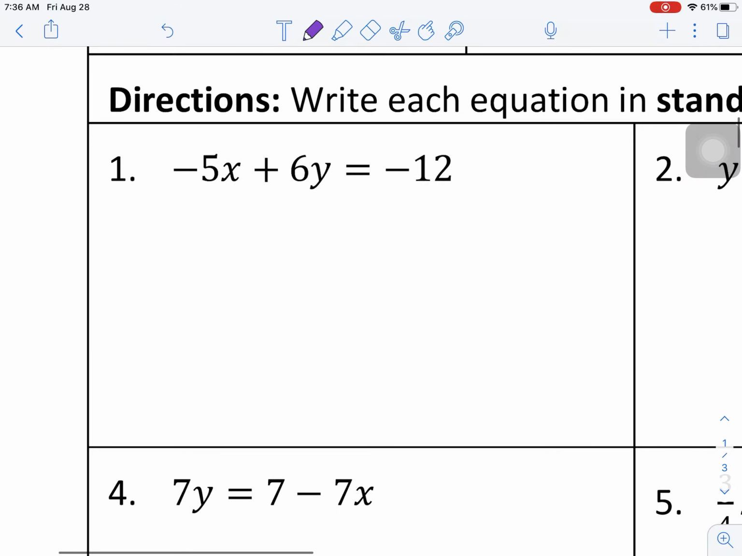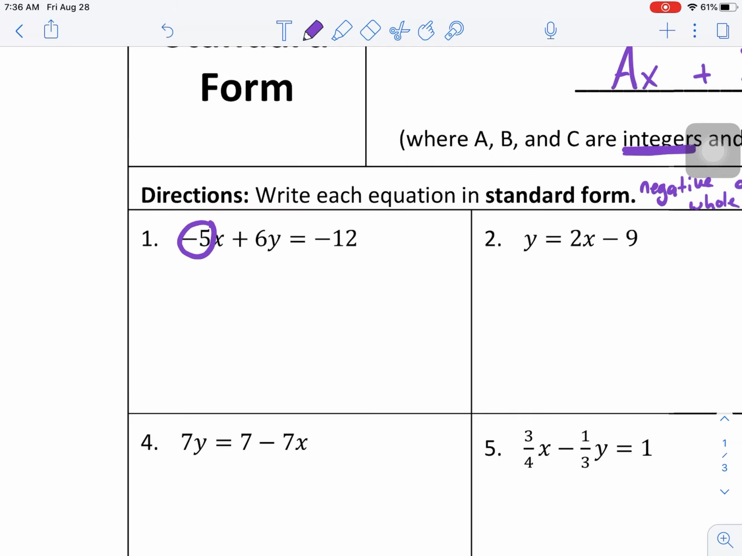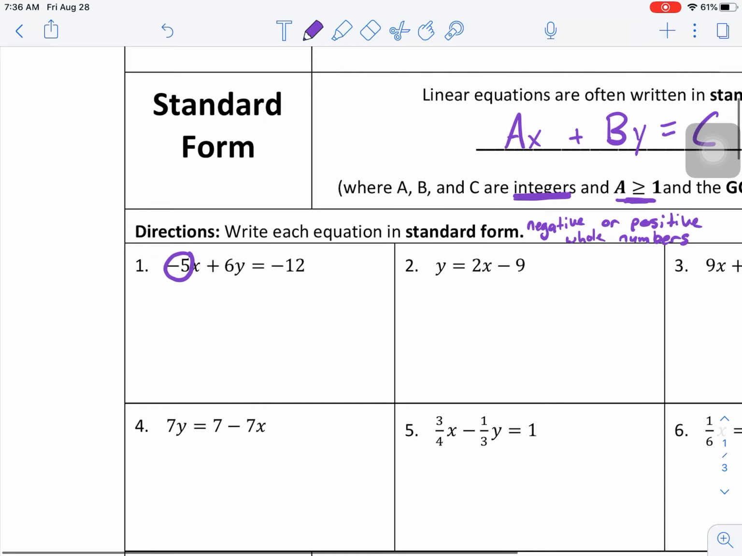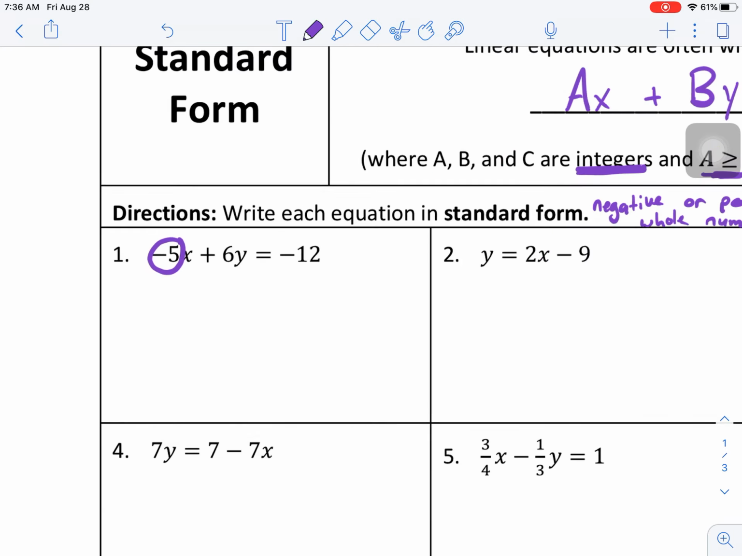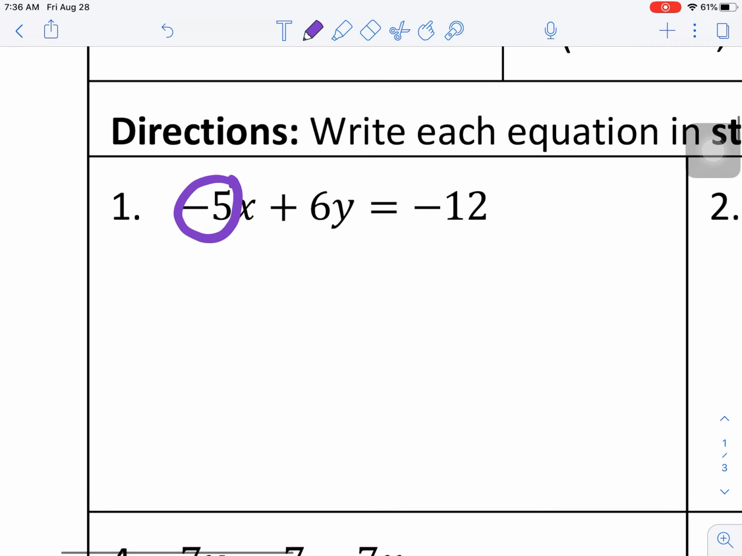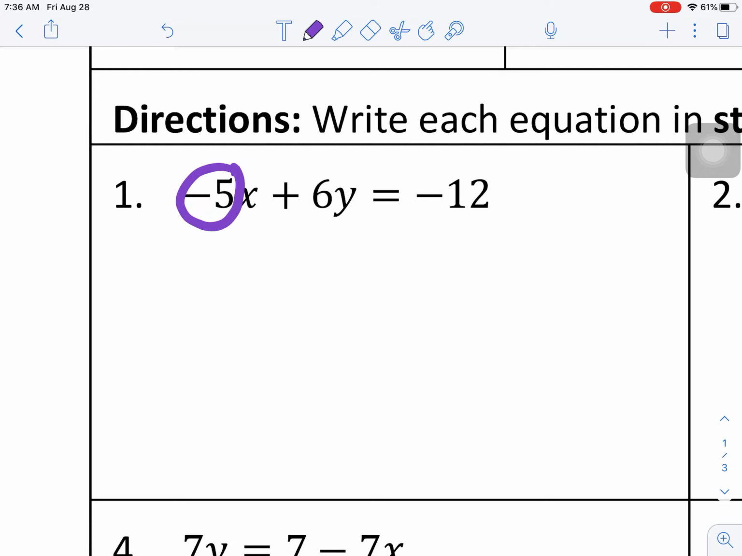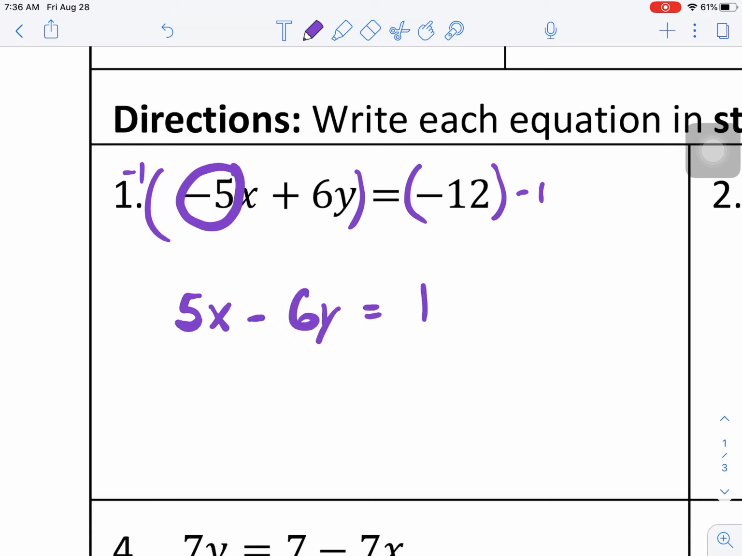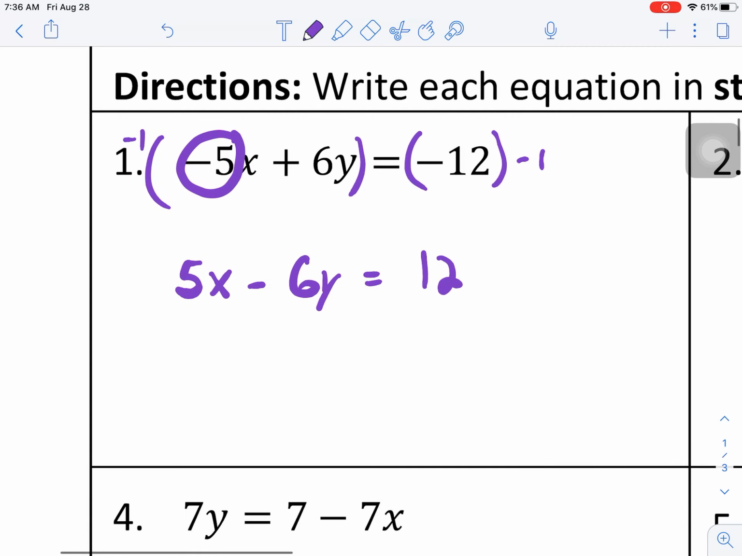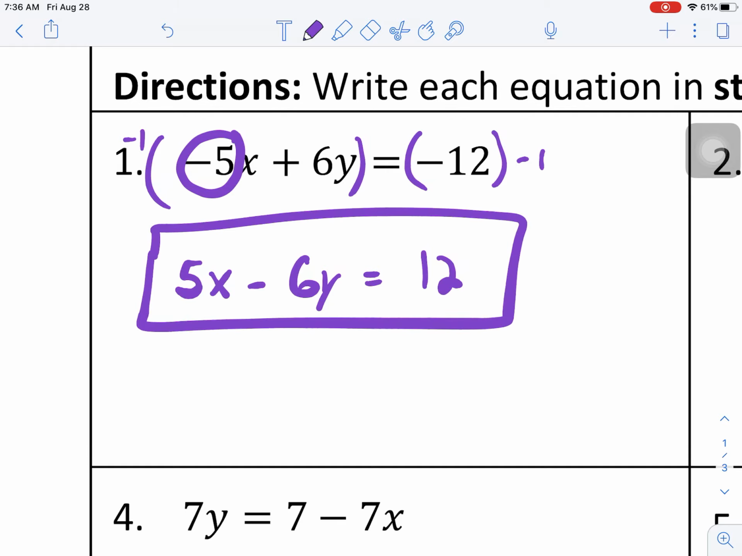Okay, so then let's go through this. So right here we have a value that's not greater than 1, okay? So then it says write each equation in its standard form. So then we have to make this a value become 1, right? So if we multiply the left side by negative 1, and we multiply the right side by negative 1, now we have positive 5x minus 6y is equal to positive 12, okay? And then the greatest common factor of all of these is 1, and now they're all integers, and a is greater than or equal to 1.